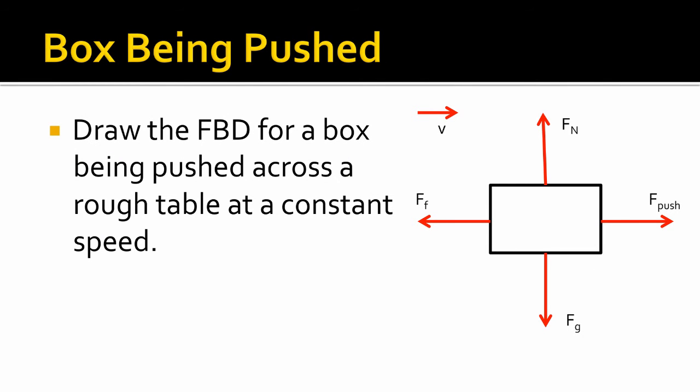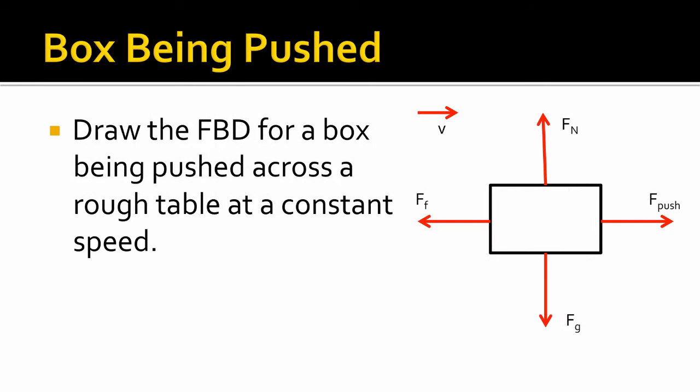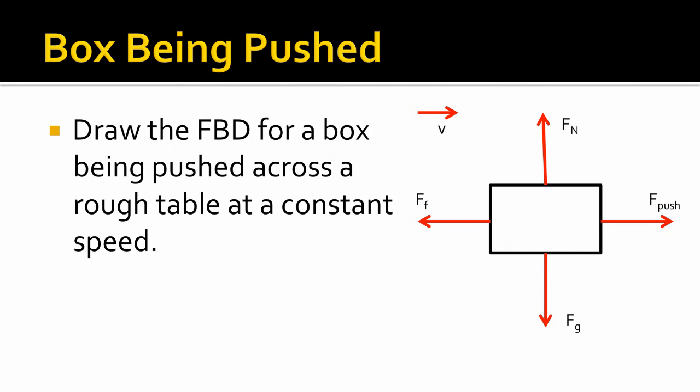The box is being pushed across the table, so we draw F push. And there's force of friction, which is going to go the opposite direction, so we draw that over here. We don't have any acceleration because we're moving at a constant velocity, or constant speed, but it can be helpful to draw the direction of the velocity so that you know what direction the friction is.